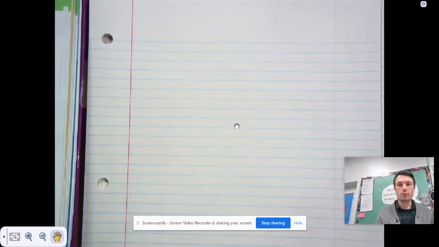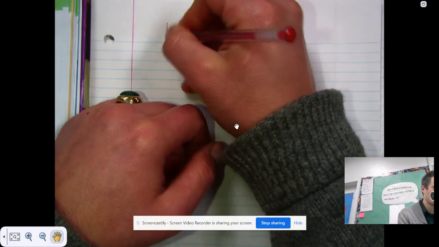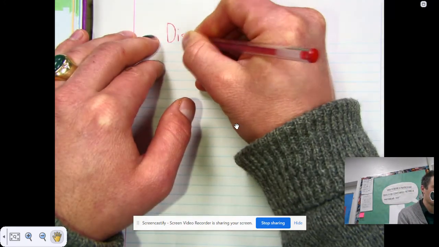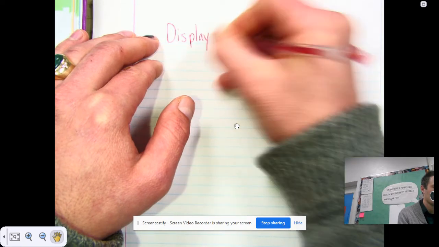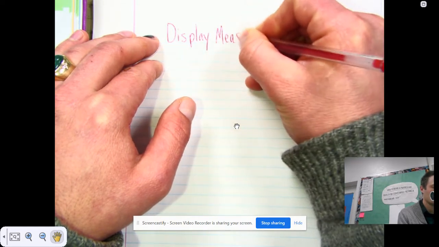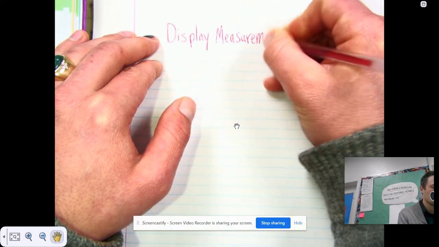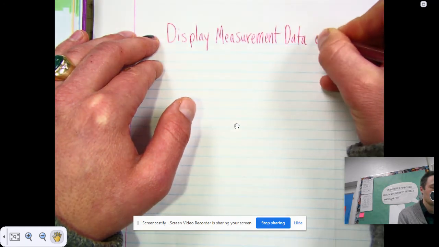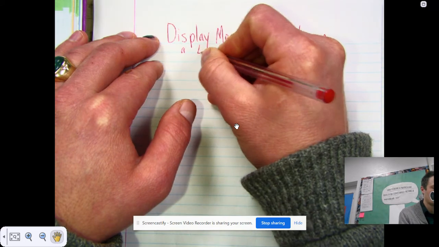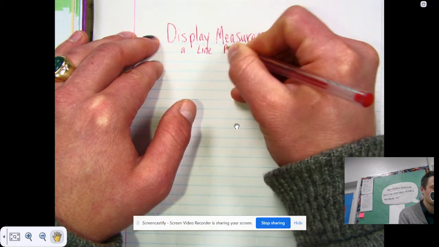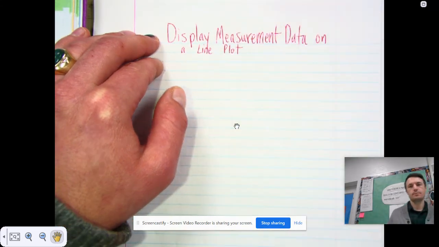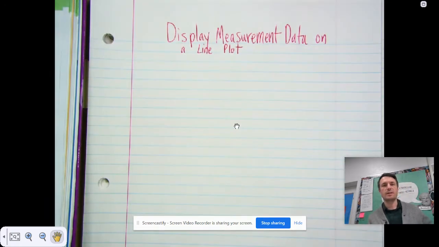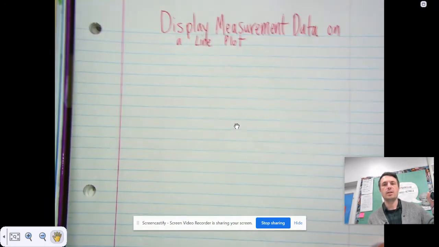And at the top of that page, write the title of today's lesson, which is Display Measurement Data on a Line Plot. Display measurement data on a line plot.